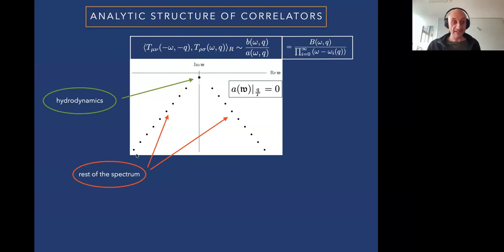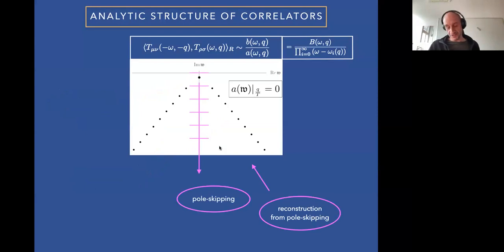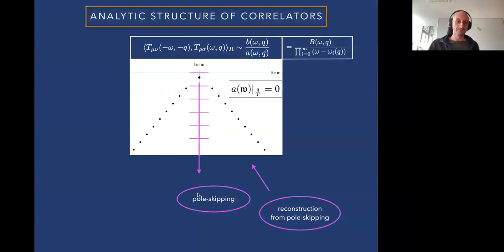And then, the rest of the spectrum is what we sometimes call the Christmas tree. So the second part of my talk will have to do with the question of whether the knowledge of just what the hydrodynamic mode is doing is sufficient for reconstructing the rest, the full spectrum of quasi-normal modes in such typical holographic correlators, okay?